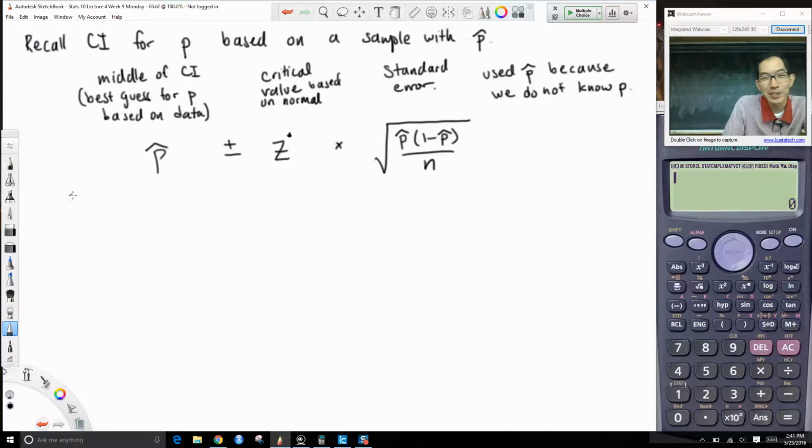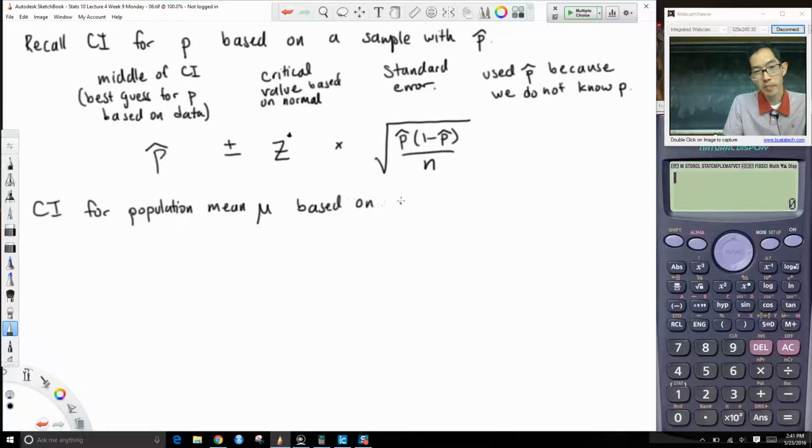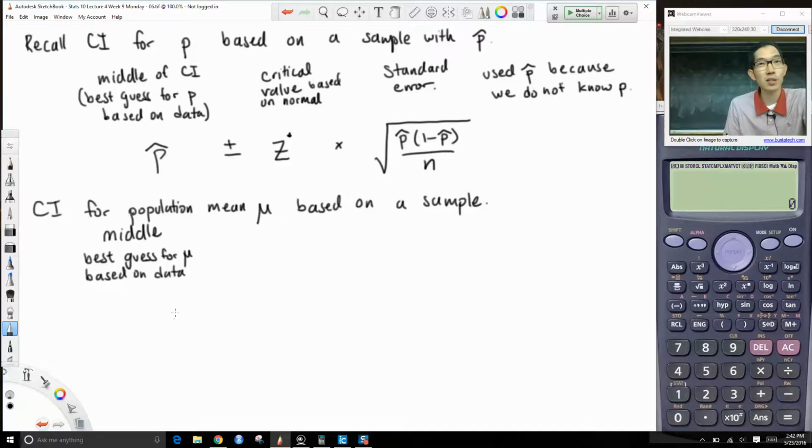Okay, using the same idea here, we'll make a confidence interval. This time we are going to make a confidence interval for the population mean mu, based on a sample. In the middle I will put my best guess for mu based on the data. So based on the data I have, what's my current best guess of the population mean? The mean of our sample, x bar, exactly. And then we will go plus or minus the margin of error, and how do you think we're going to make the margin of error?